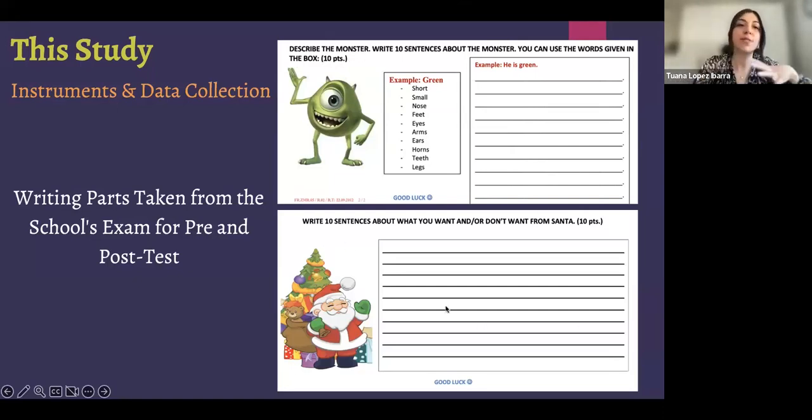The post-test was a bit more difficult than the pre-test, because we also thought about the learning effect, the time effect as well. As the term proceeded, we assumed that their English would become better, so that's why the exam was different. Here they were supposed to write what they wanted or didn't want from Santa. Again, they were supposed to write 10 sentences, each sentence was worth 1 point, and the maximum point was 10. So these were the writing tasks we used.